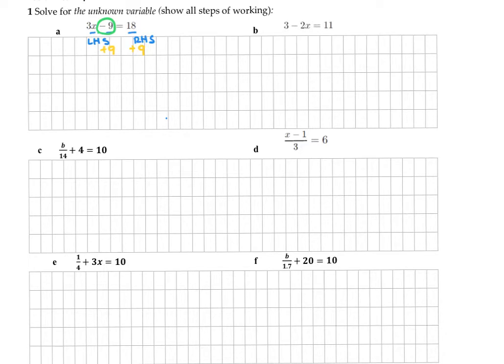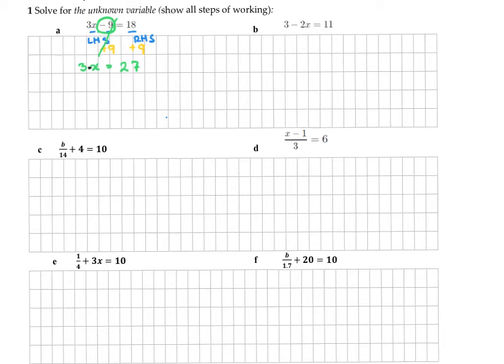And now this is gone, and we are left with 3x is equal to 18 plus 9 is 27. So we still have 3x's, but we want the value of 1x. Because we have 3 times x, what you have here in between 3 and x is something you can't see because it's not written down, but it means multiplication. 3 times x is equal to 27.